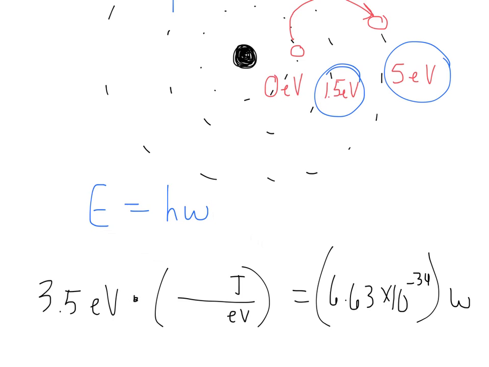Anybody remember from class? It's the same number as the fundamental charge, 1.6 times 10 to the negative 19. It's the exact same number. 1.6 times 10 to the negative 19 joules is the equivalent of 1 electron volt. So I put a 1 in the denominator, and I can clearly see the eVs cancel. So I'd be multiplying this quantity times this quantity.